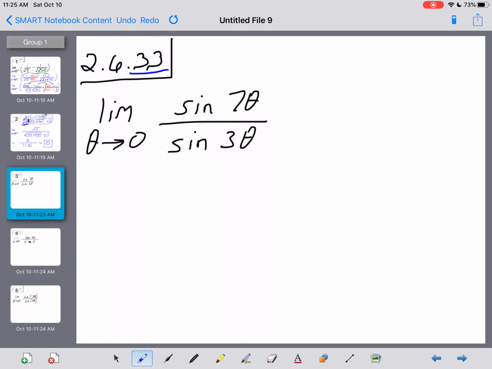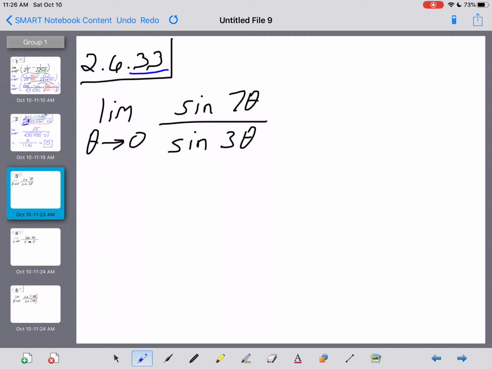So starting on number 33, we've got the limit as theta is approaching 0 of the sine of 7 theta over the sine of 3 theta. First thing we should always try is plug and chug, but not surprisingly we get sine of 0, which is 0, divided by the sine of 0, which is 0, and 0 over 0 means obviously we have a problem there and we can't do direct evaluation.